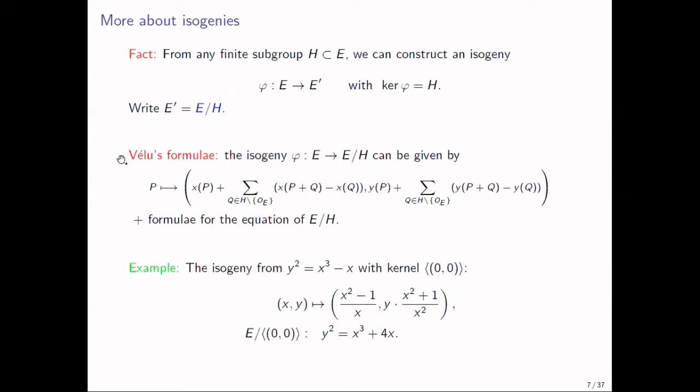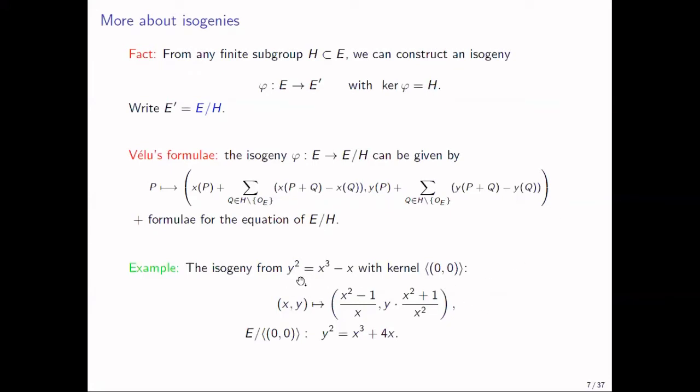The beautiful thing about this is that you can actually write down the isogeny and the equation for the target curve if you have an explicit description of the subgroup. Here you see Vélu's formulas: if you see the points in the kernel, then you can compute the formulae and the equation. This is a pretty complicated expression to write down, but here's an example.